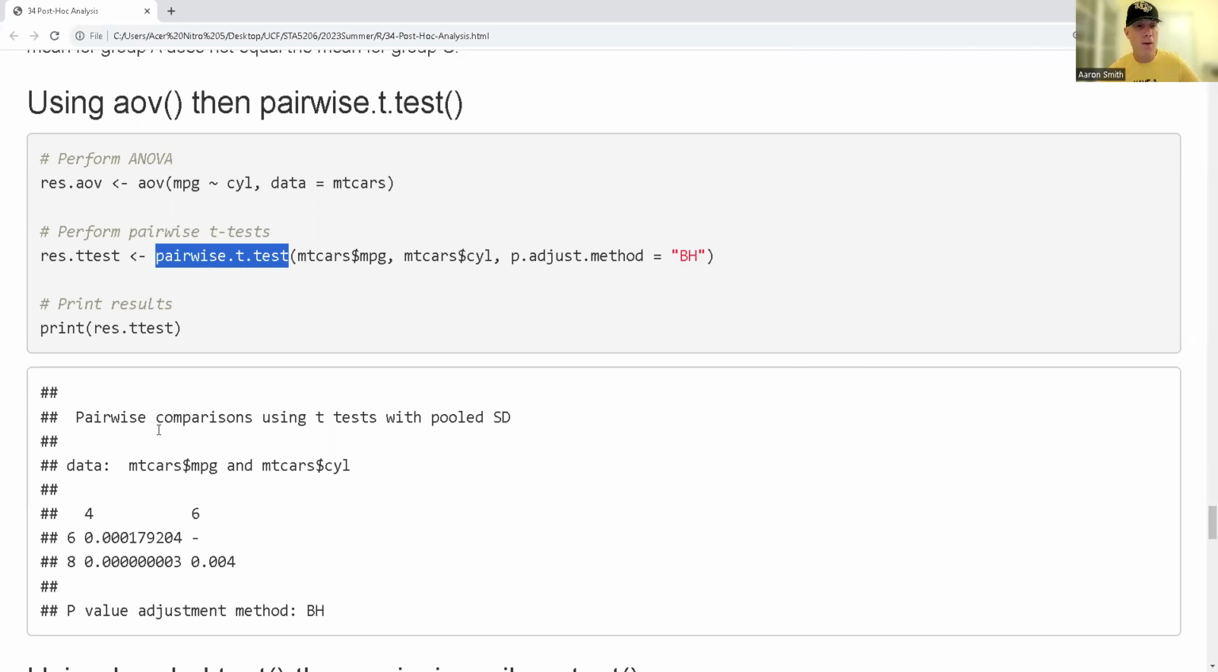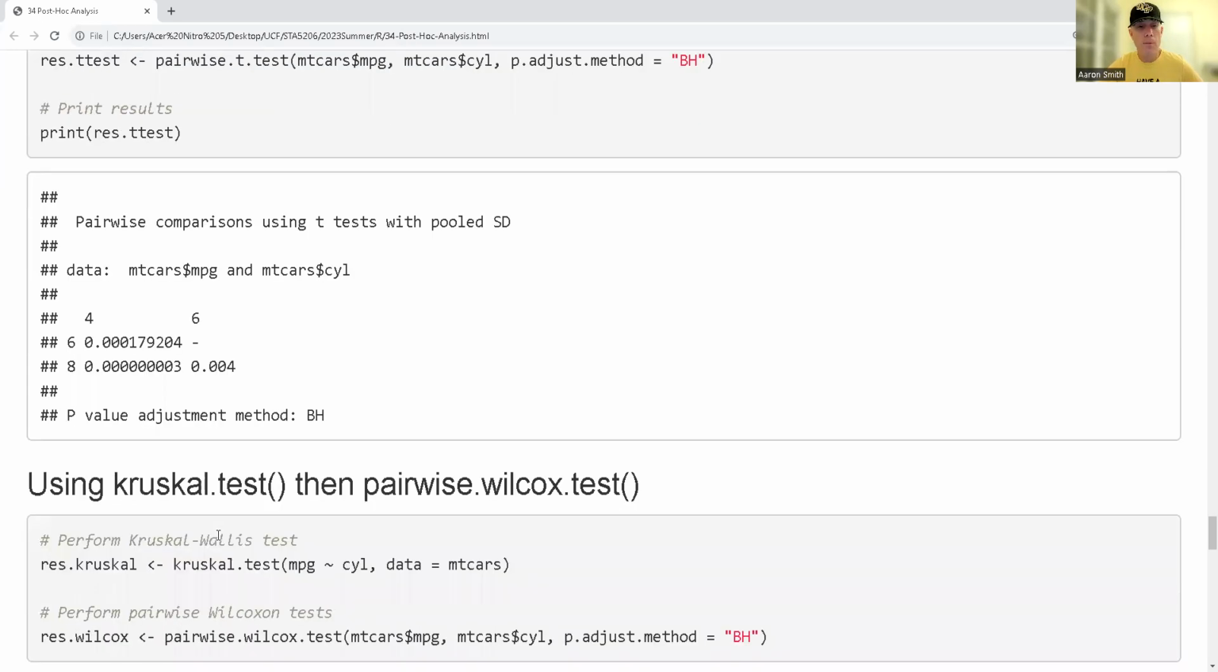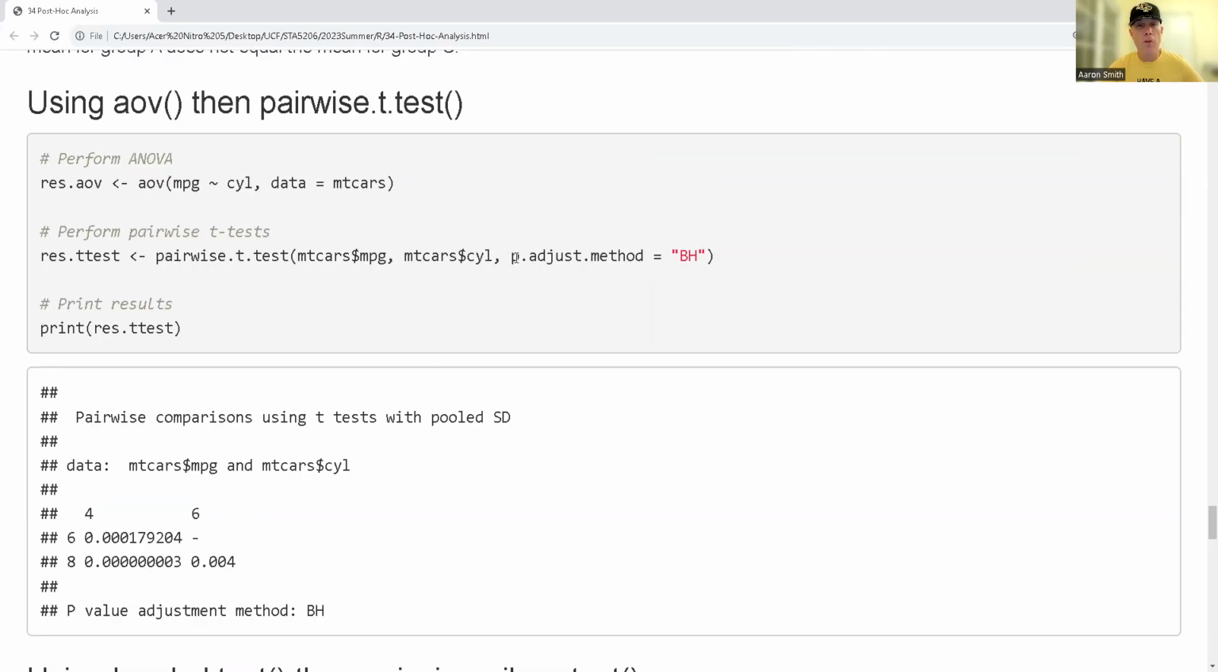The pairwise t-test puts everything in this weird format. So 4, 6, and 8 are the levels of the cylinders. And you'll notice I've got 2 rows. So there's 3 levels, but it ends up being a 2x2 table. And this is a way to store the results in a more compact manner using less memory. Oh, and we can adjust the p-value automatically by just specifying a parameter. This invokes that p.adjust function for us.